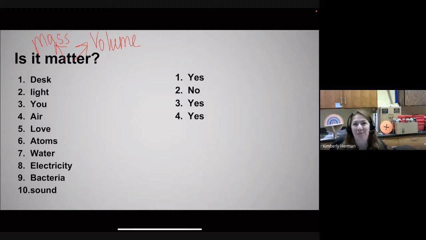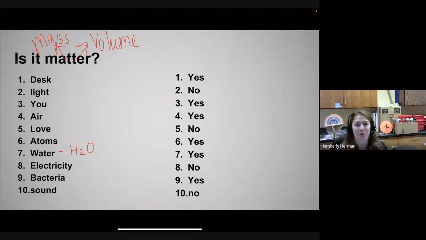What about love, the feeling of love? We're going to see that no, it doesn't have mass or volume, but it does matter in a sense. Okay, next we have atoms. They might be the smallest repeating particle, so that's a yes. And then water is H2O, and water is also, yes, it has mass and it has volume. What about electricity? Oh, that's going to be a no for electricity. And then bacteria from biology last year, yes, it has mass and volume. And then our final one, sound. Sound will be a no, it does not have mass or volume.